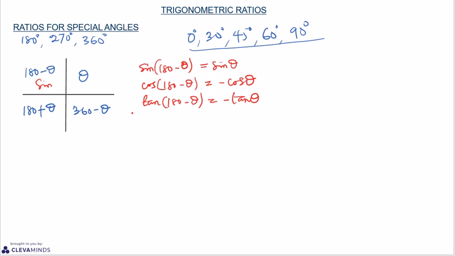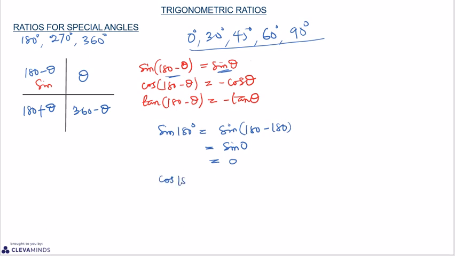Now, if we have sine 180, for example, what does that tell us? That sine 180 is sine of 180 minus 180. Remember, the theta now is 180. So that gives us sine 0, and sine 0 is 0. So sine 180 is pretty easy.